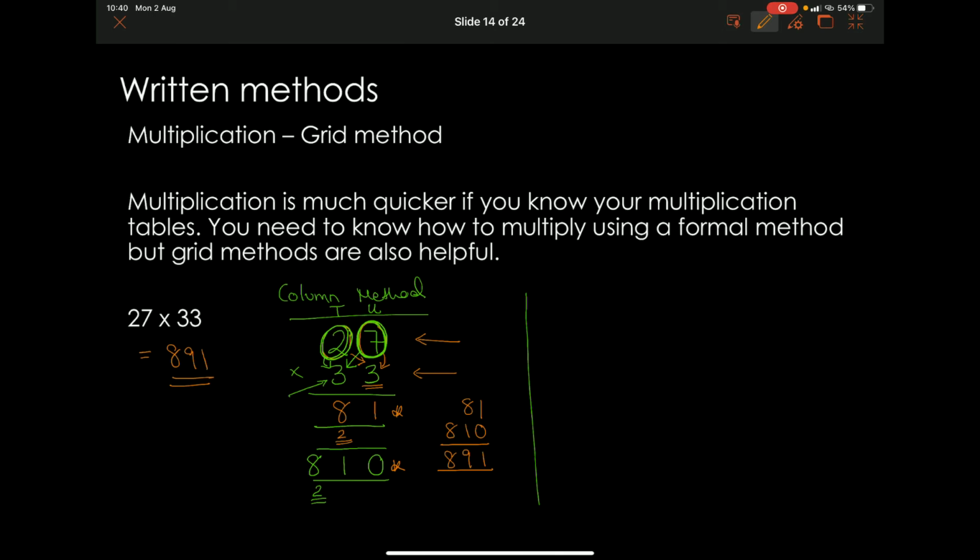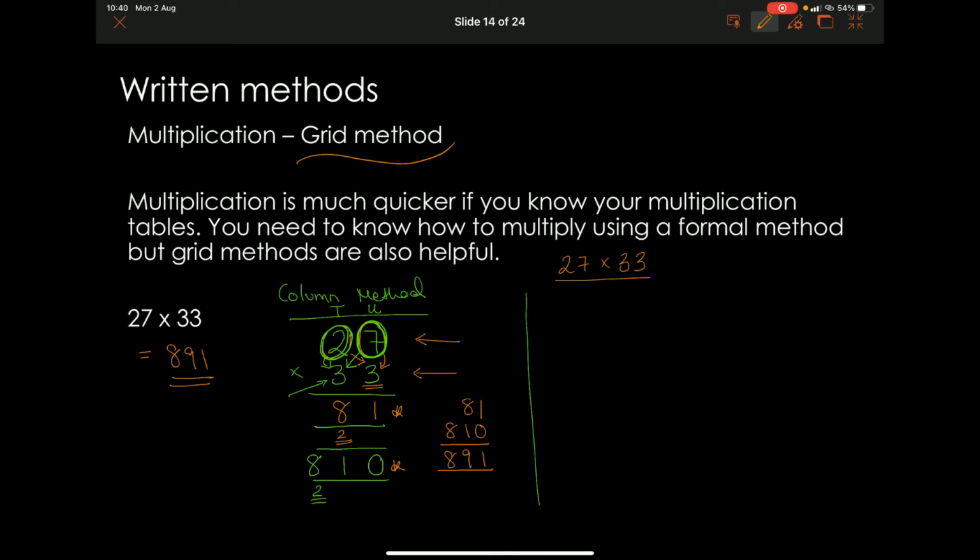Now the column method is quite tricky, okay, and people do find it very difficult to remember. And it's quite an old-fashioned way of multiplying as well. So I'm going to show you the grid method now. The grid method is where we write down our 27 times 33, but we put it into a grid, and we split it into tens and units.